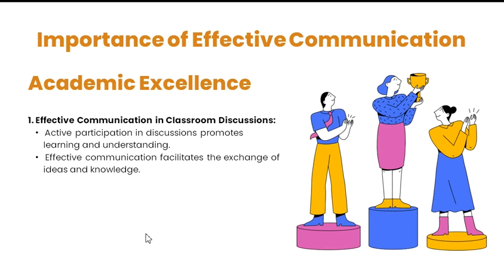So if the teacher is giving you an activity to discuss with your friends, and you don't have the skill to communicate efficiently, then you cannot do that. If you don't do that, your active participation is not shown, so you will not be given the points which are allocated for your communication or your discussion with your friends.